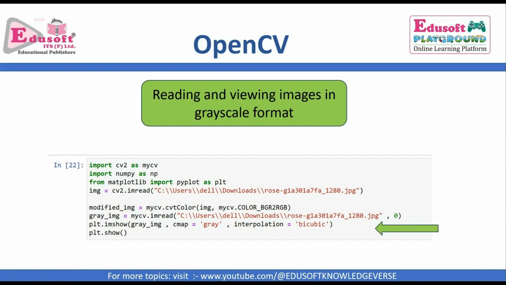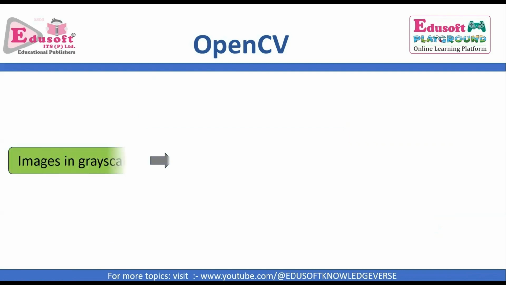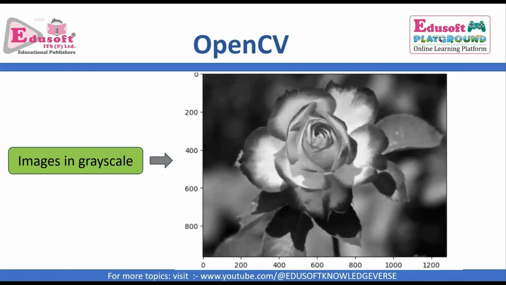And this is the syntax to display your image in grayscale format, and you can see your output over here. So this is the image in the grayscale format.